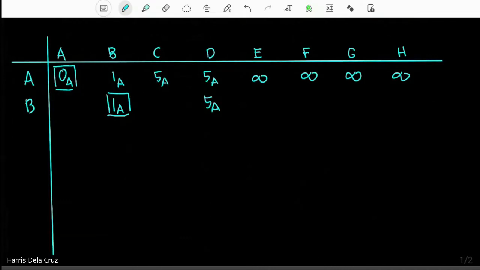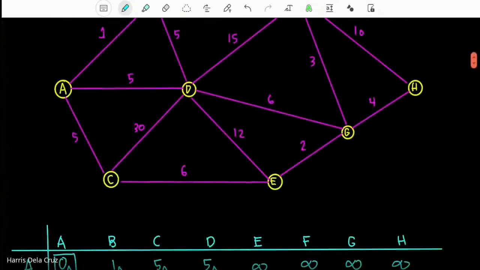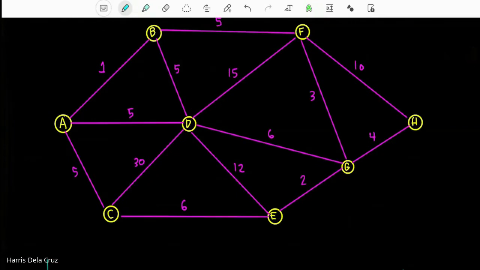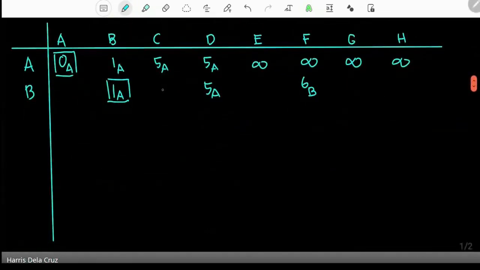6 is less than the infinite value. So we will now use this as the temporary label for F, 6 sub B. Again, we use the subscript notation B to denote that this label is coming from the vertex B. Now, any other vertices cannot be reached from B. So that means that the temporary label of these vertices are infinite coming from B. Now, since C already has a temporary label 5 sub A, then we will keep that label. The rest, the label remains infinite.